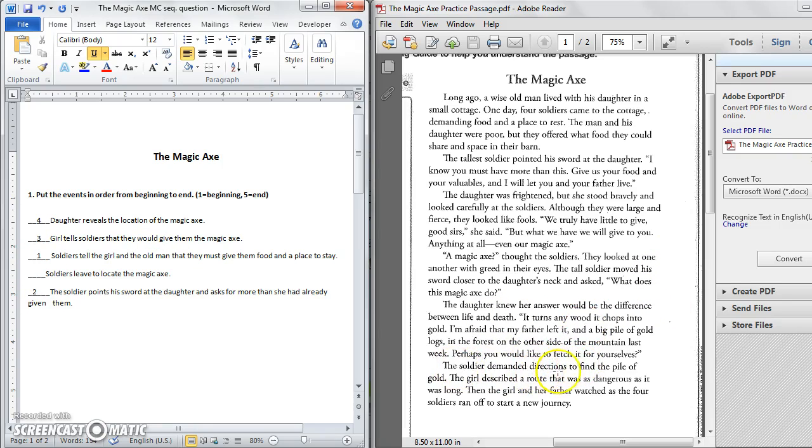The soldier demanded directions to find the pile of gold. The girl described a route that was as dangerous as it was long.